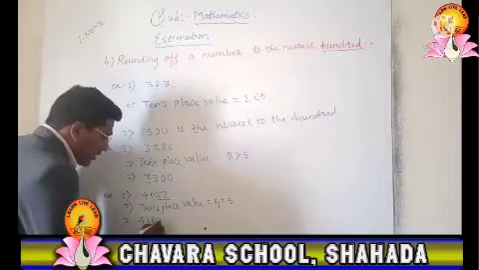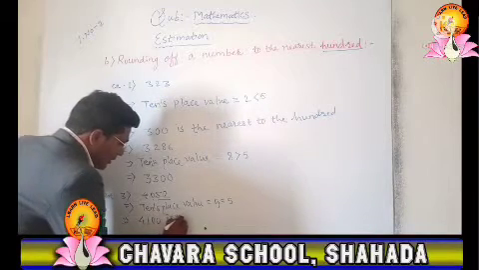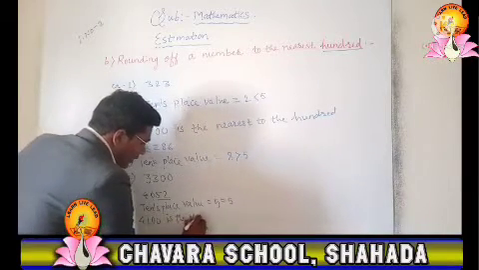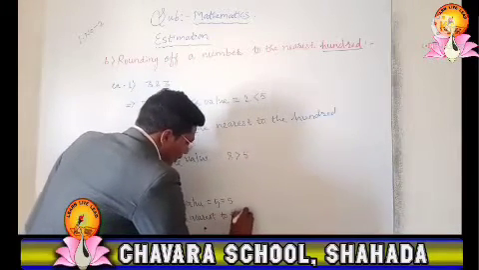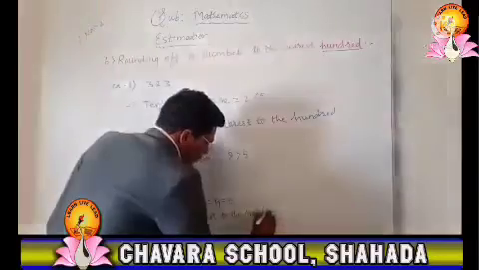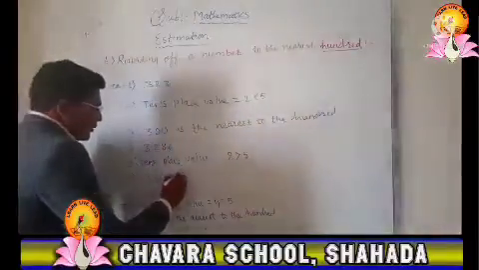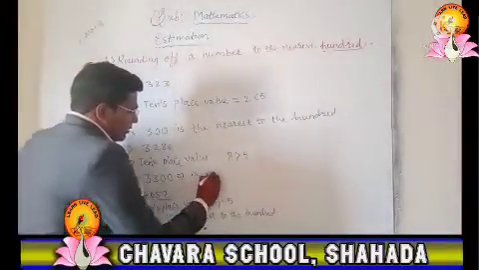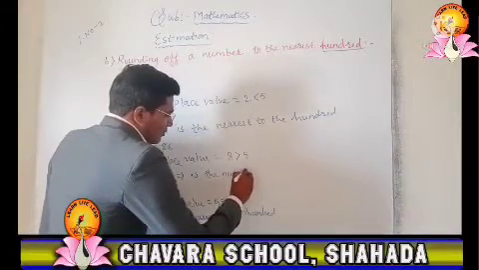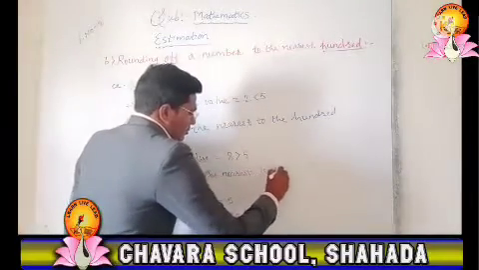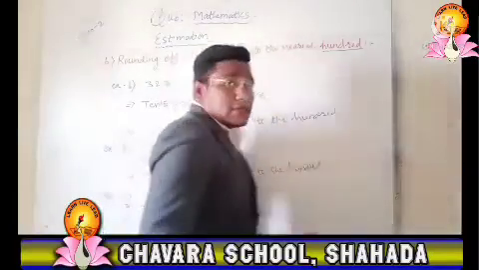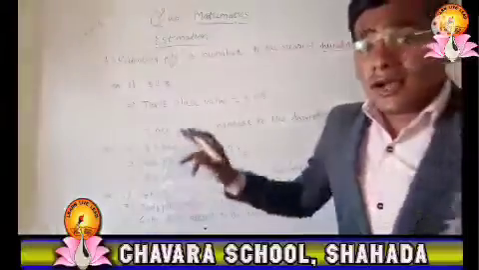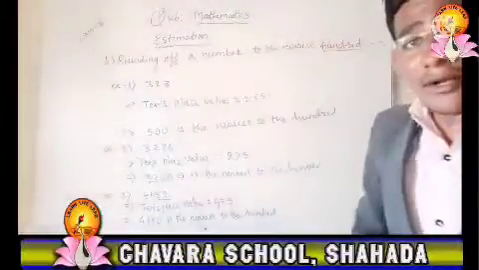So 4100 is the nearest to the 100. This is also the nearest to the 100. This way we can round up numbers to the nearest 100.